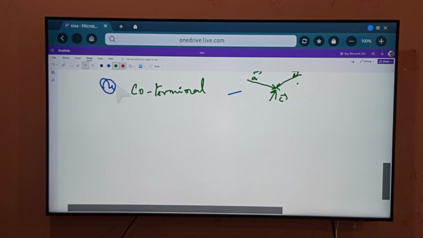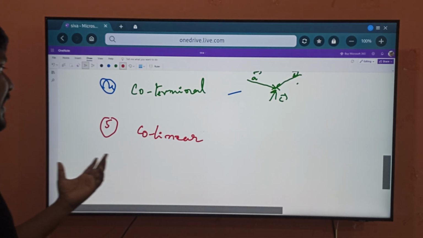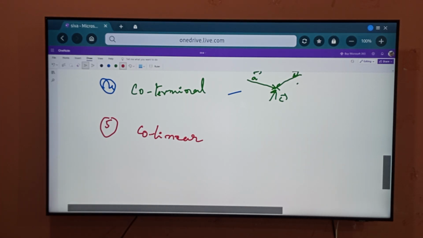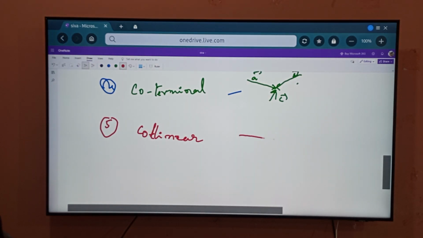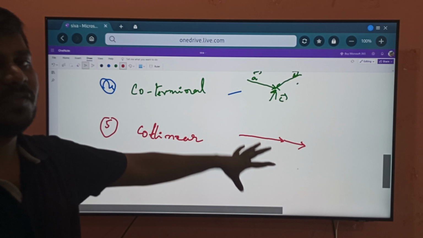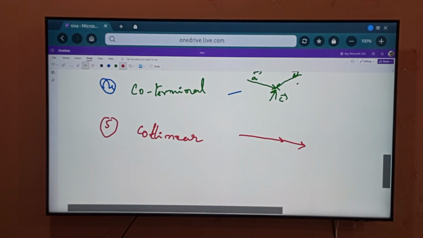And next, the fifth one, collinear vectors. So what are collinear vectors? We can consider vectors that lie on the same line, or are parallel to the x-axis. That is called collinear vectors.